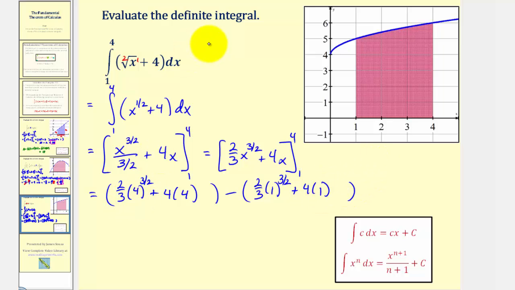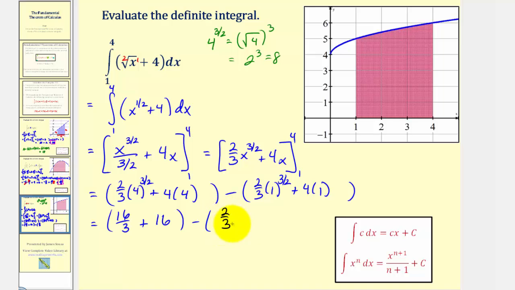For 4 to the 3/2, that's equivalent to the square root of 4 to the 3rd, which would be 2 to the 3rd, or 8. So here we have 2/3 times 8, that would be 16/3, plus 16. And then here we have 2/3 plus 4, or plus 4 over 1 if we want. Let's write 16 as 16 over 1 as well.